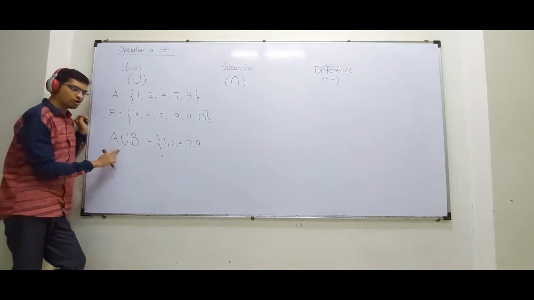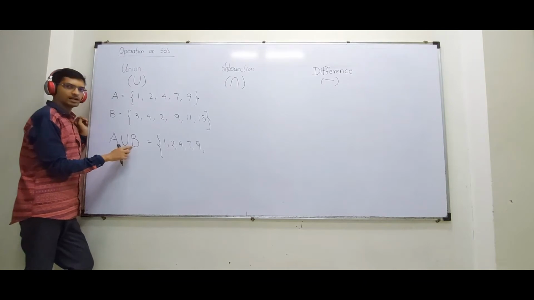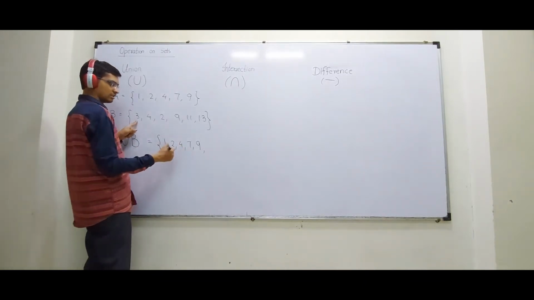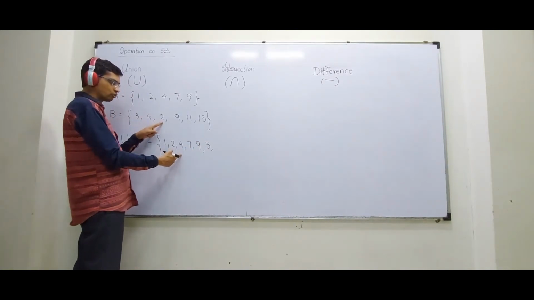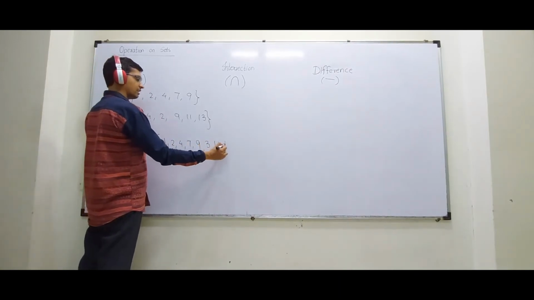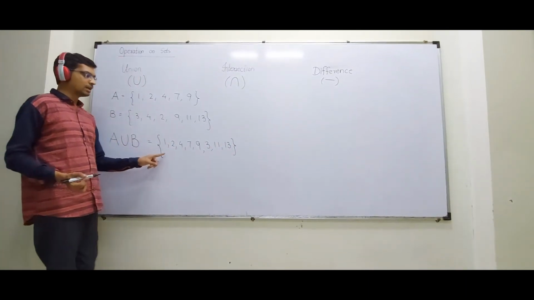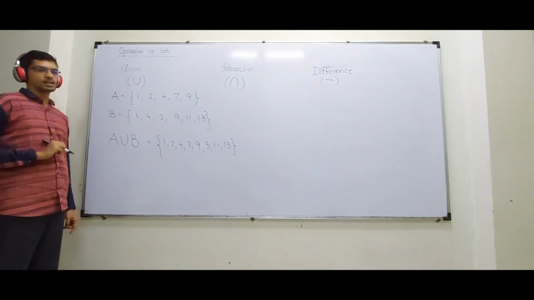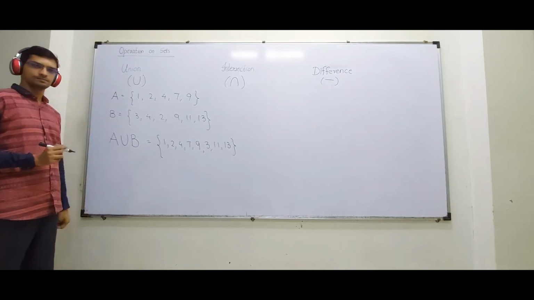Once I have copied all the elements of set A, I'll copy only those elements of set B which are not written here. So 3 is not written, so I'll write 3. 4 is already there, 2 already there, 9 already there. So I'll write 11, 13. So A union B will be all elements of set A as well as B, but once. Combining elements of both the sets.